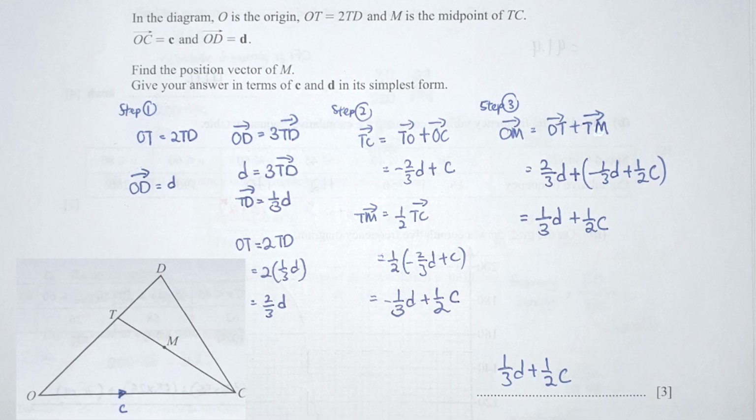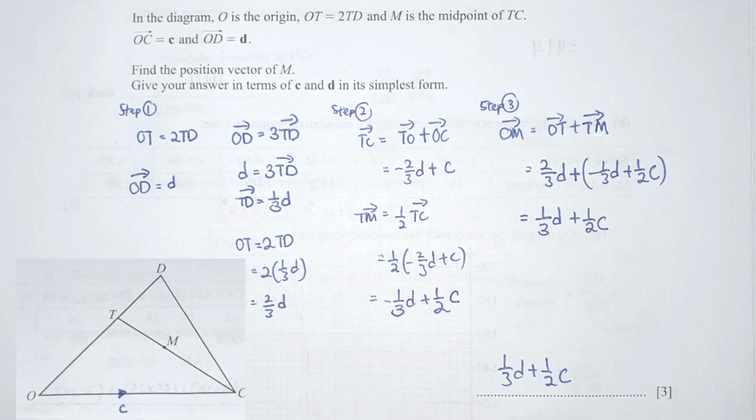So to do that, TC will be going through TO plus OC. So TO now will be changed into negative 2 over 3D because there's a changes in direction. So OC itself is C, and you just fill it up, and then TM is actually 1 over 2 of TC. So multiply 1 over 2 into everything, you get negative 1 over 3D plus 1 over 2C.